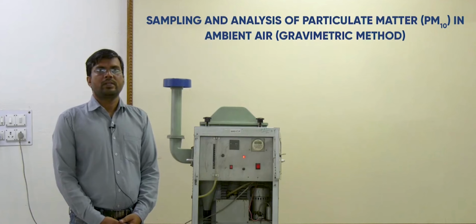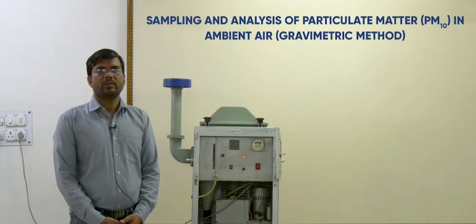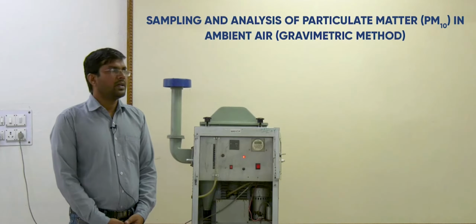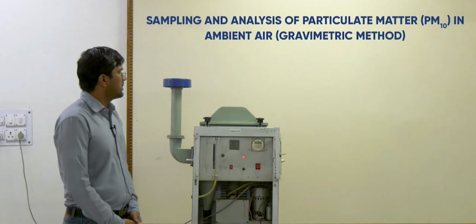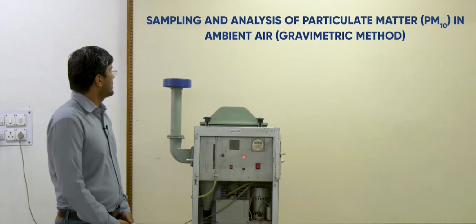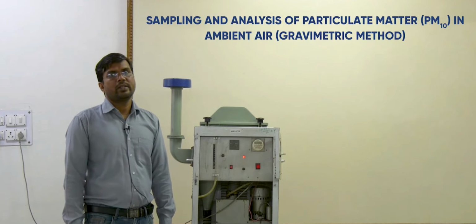In this series of lectures, we will explain the demonstration of different instruments which are used for measurement of air pollution in ambient air. So today I'm going to discuss the first experiment of this series, and the first experiment is sampling and analysis of PM10 in ambient air using gravimetric analysis.